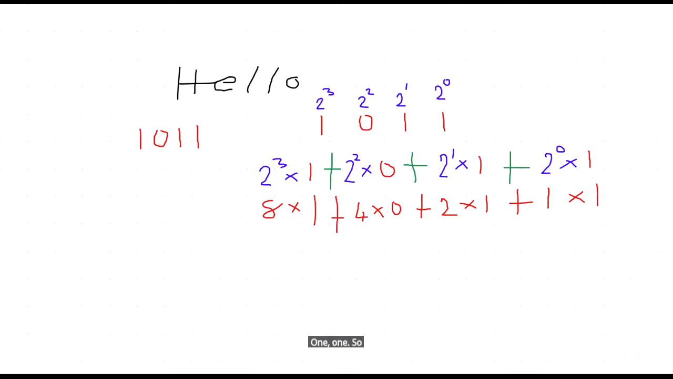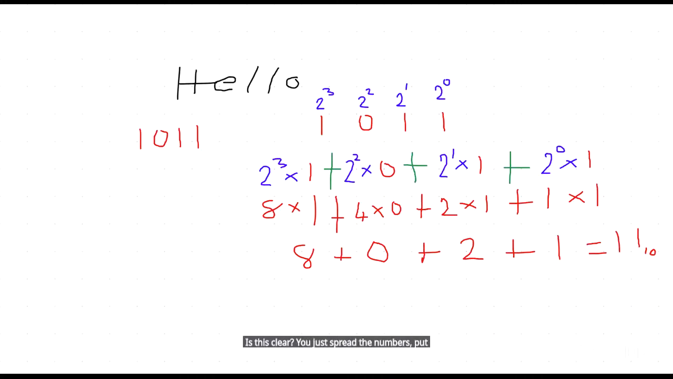So let's multiply. 8 times 1 is 8. Plus 4 times 0 is 0. Plus 2 times 1 is 2. Plus 1 times 1 is 1. So we are getting what? 11. The binary number is 10, 8 plus 2, 10 plus 1, 11. Is this clear? You just spread the numbers, put the powers of 2 on top, and we move.